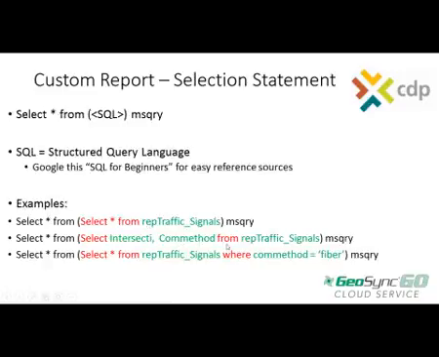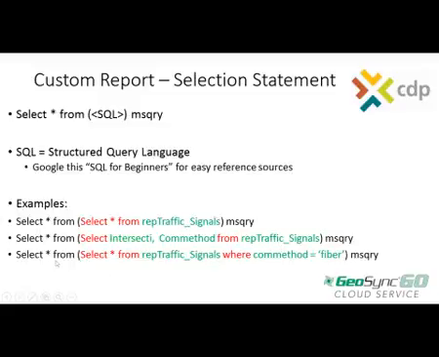Back up here. And then again, we're going to select from our report traffic signals. So this example says I'm going to do a report that's going to have two columns. It's going to have the intersection communication method, and I'm going to get that from my traffic signals workflow.